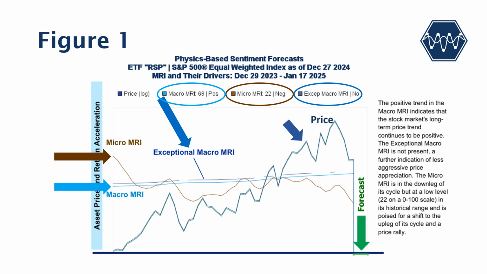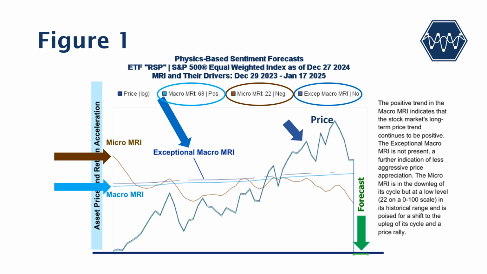When the exceptional macro disappears, the macro MRI may remain positive but with a decreasing slope. After being present for an extended period, the market often falters briefly when the exceptional macro ends but can resume its positive long-term trend afterward, all else being equal.